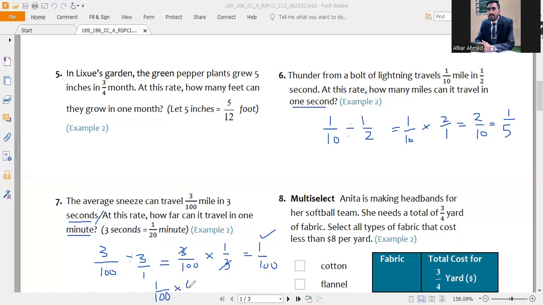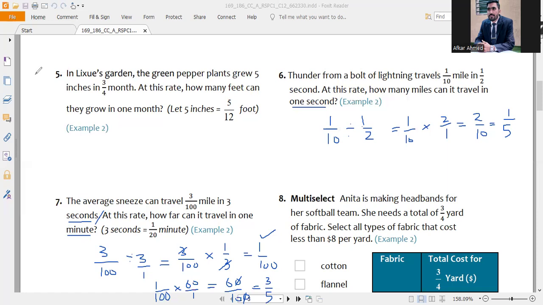Multiplying 60 by 1 will give you 60, and 100 multiplied by 1 will give you 100. You can cancel the 0 again and simplify the fraction. If I cancel this 0 and this 0, I'm left with 6 over 10. I can simplify it even more by dividing both numbers by 2. 6 divided by 2 will give me 3, and 10 divided by 2 will give me 5. So basically it covered 3 over 5 miles in 1 minute.